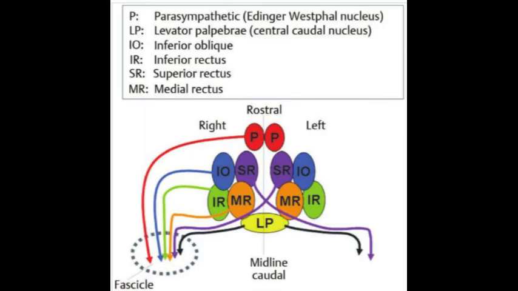Now, we also have the superior rectus subnuclei, and the key thing to note is that the superior rectus subnuclei actually innervates the contralateral superior rectus. So, unlike the medial rectus, inferior rectus, and inferior oblique subnuclei, the superior rectus subnuclei innervates its contralateral muscle.